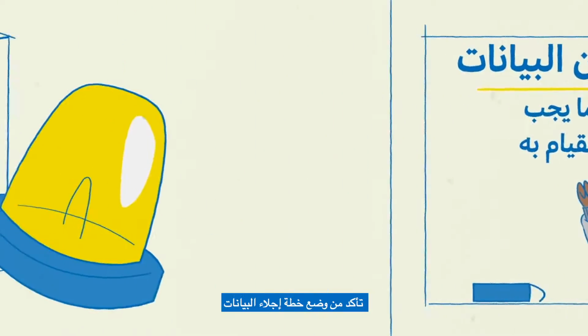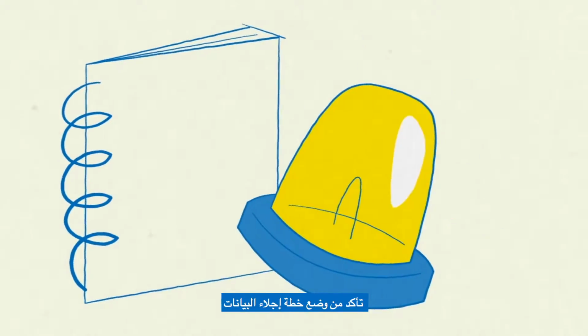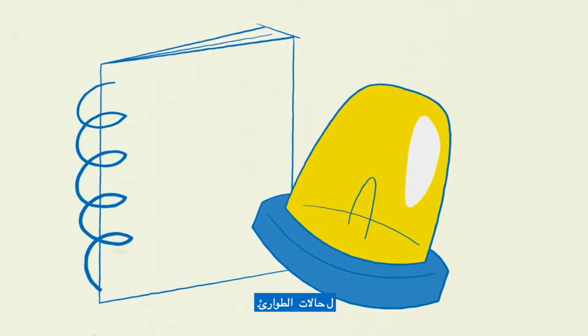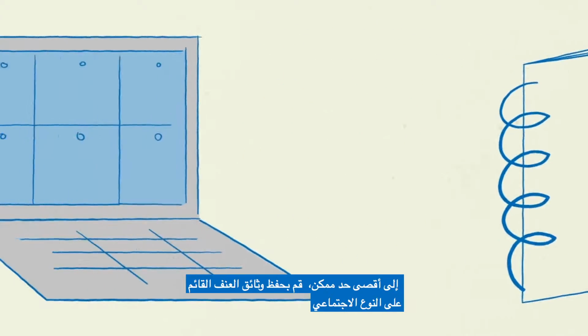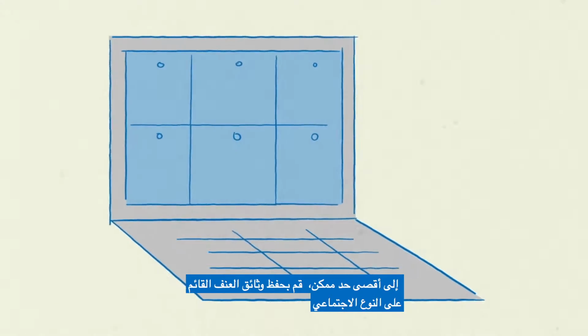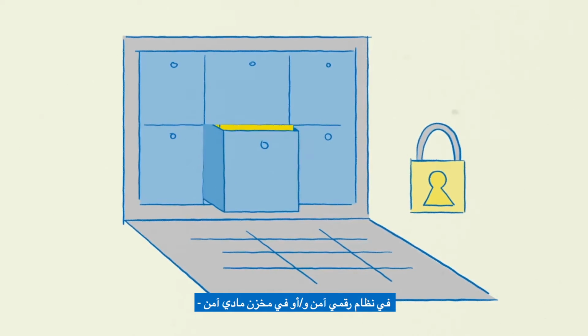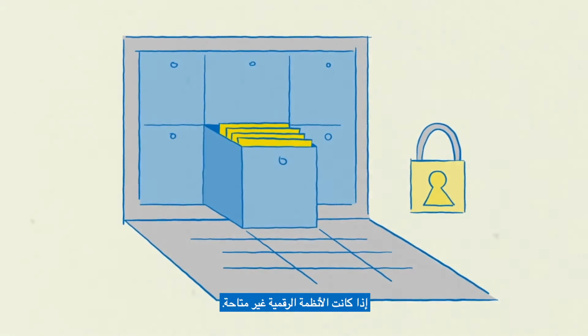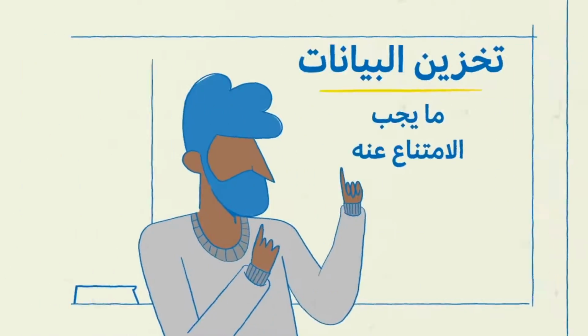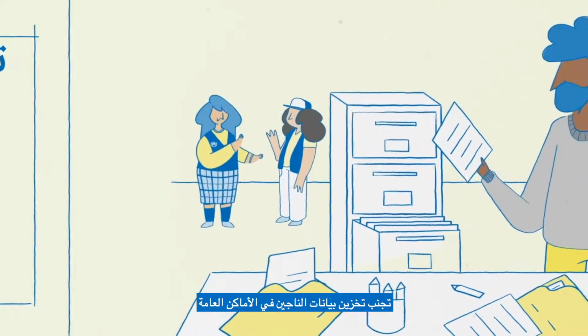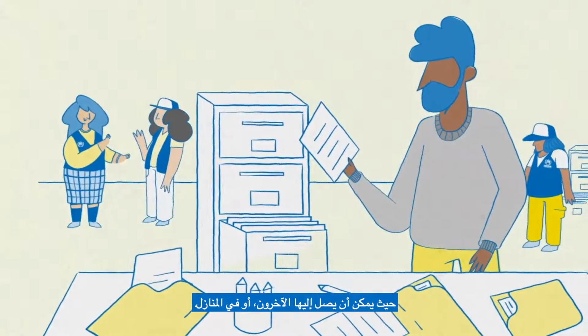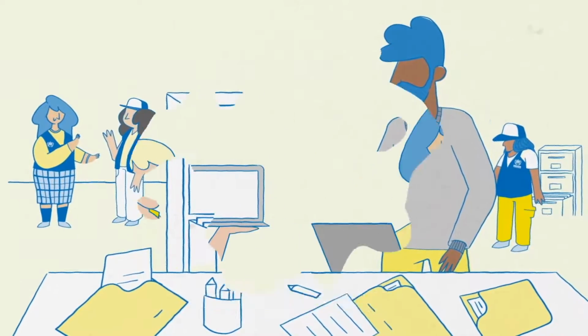Do's. Do ensure that a data evacuation plan is in place in case of emergency. To the extent possible, do file GBV documentation in a secure digital system and/or in a secure physical storage if digital systems are not available. Do not store survivor data in public places where others can have access to it, or in homes.